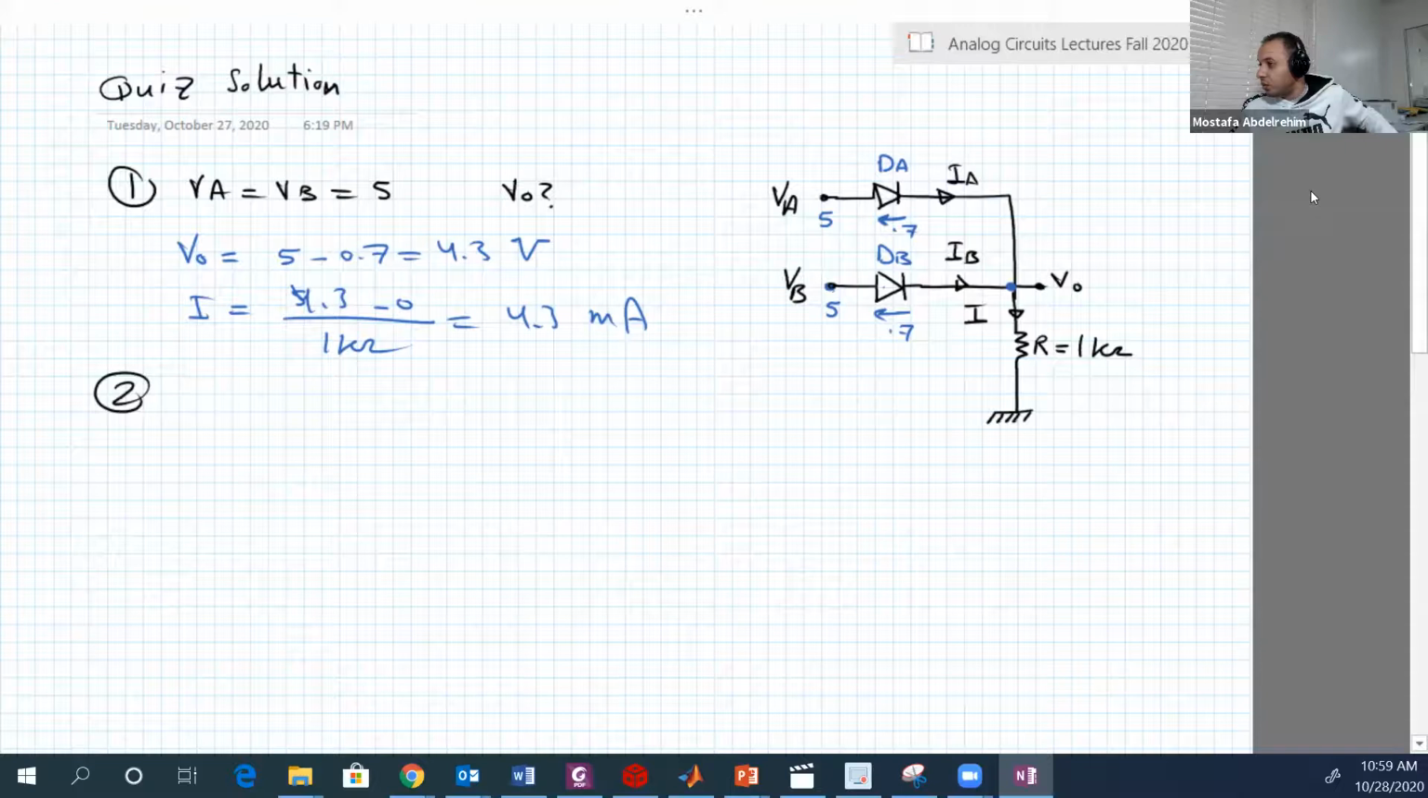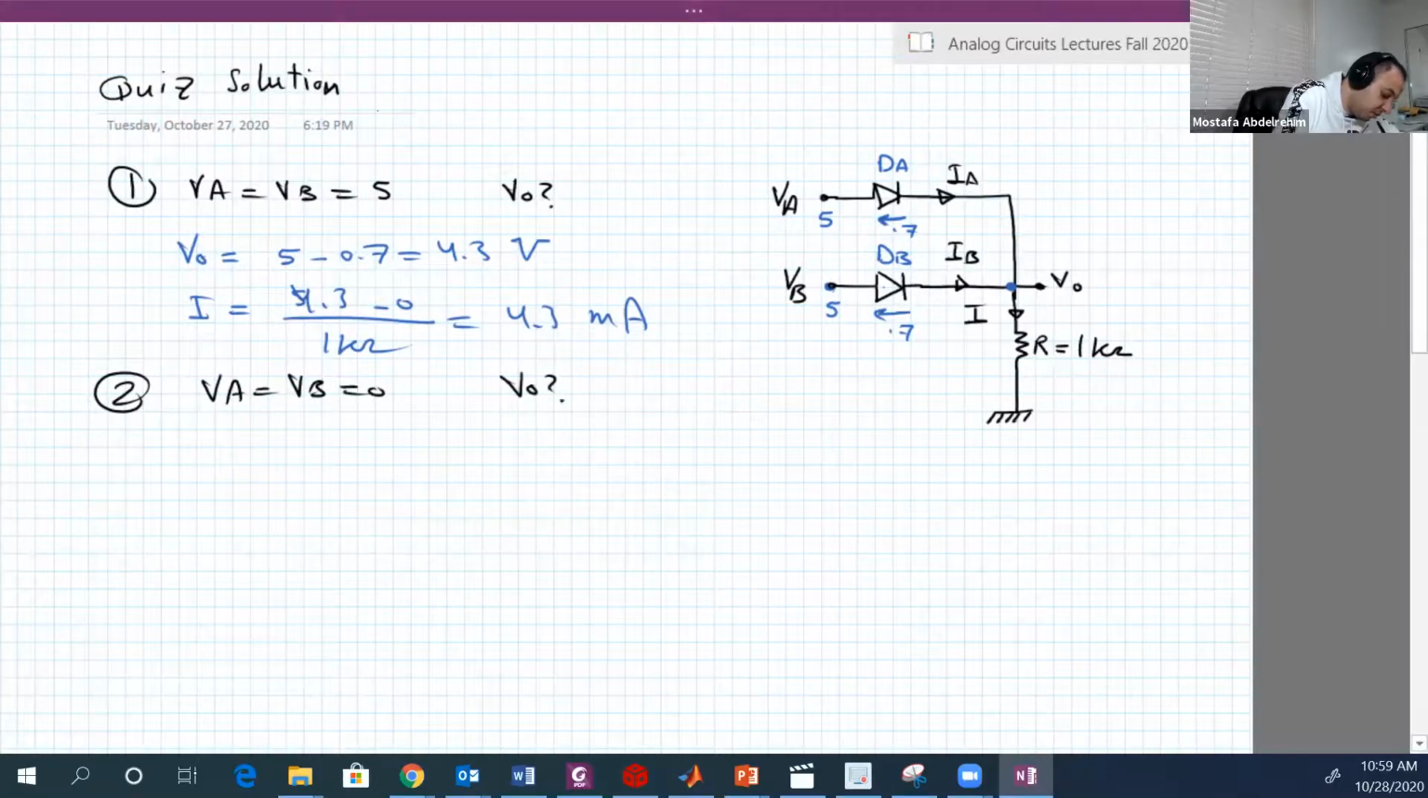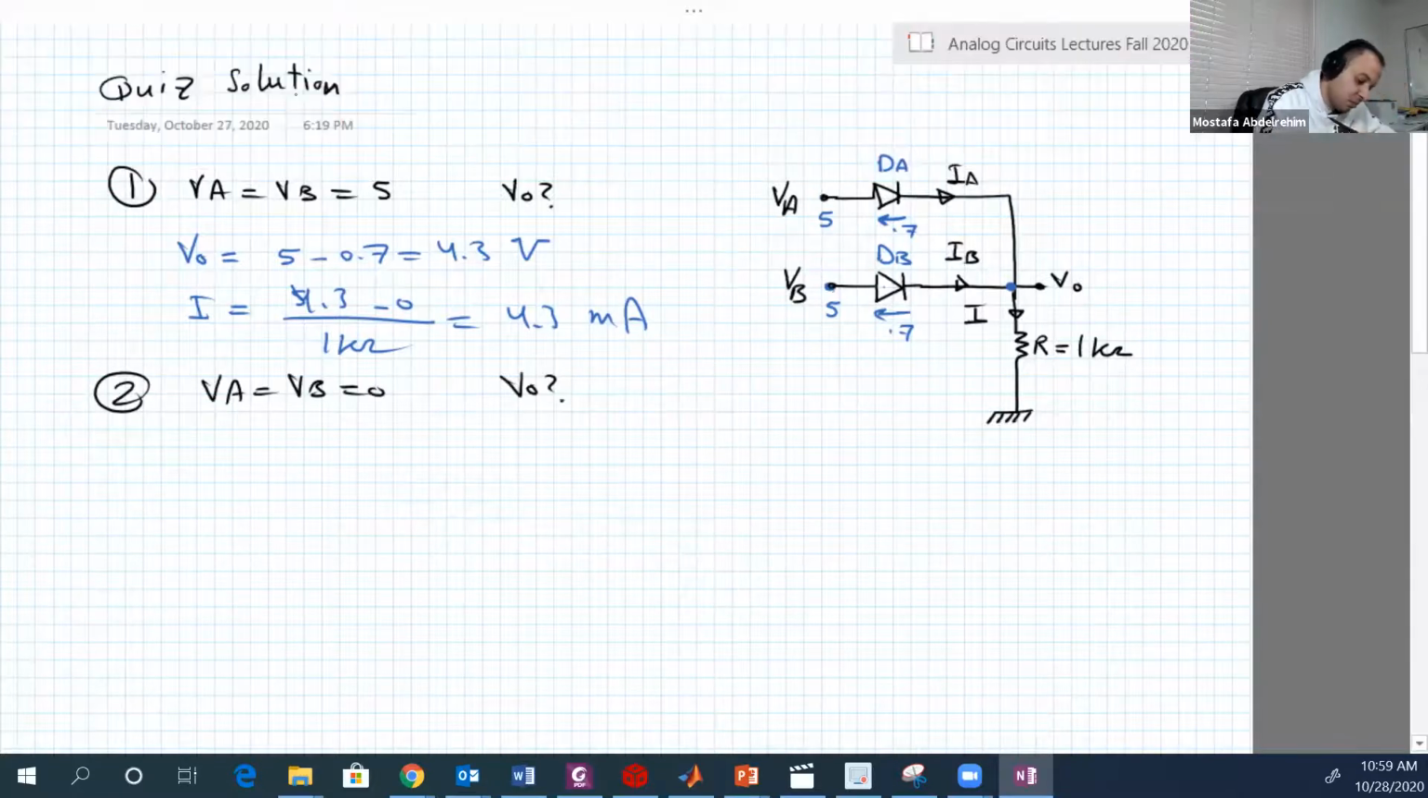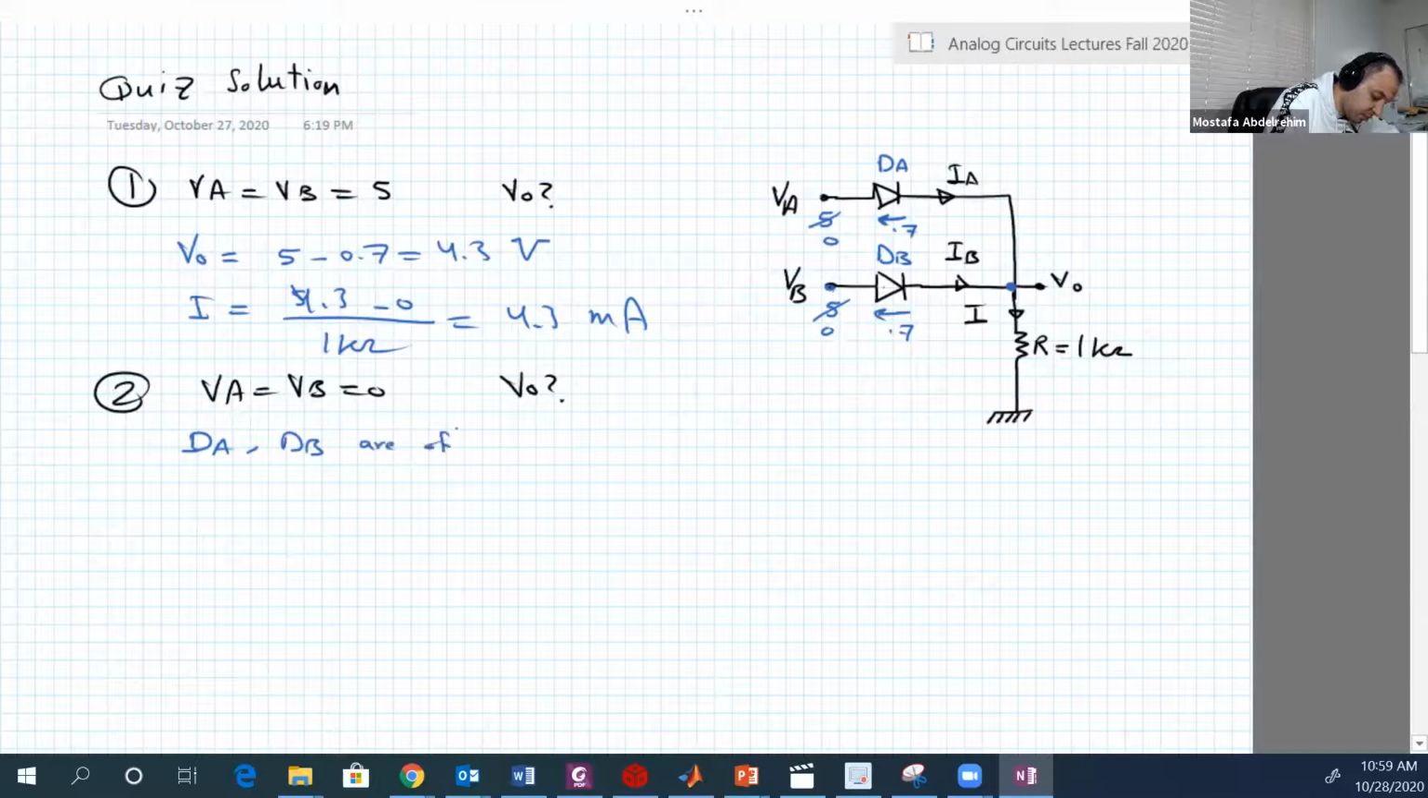Number 2, when VA is equal to VB is equal to 0, what is VO? Okay, now we have zeros here. For the diode to be on, it needs 0.7. Now there is no source in the circuit that can give this diode the 0.7. So probably it's off. So either DA or DB are off. Okay, so currents are zeros. So I is also 0.